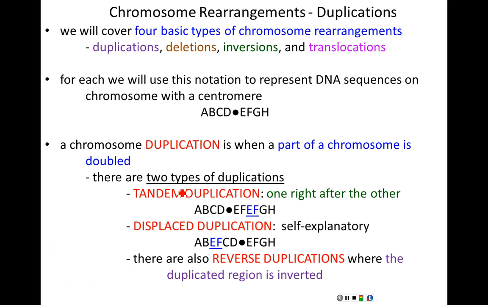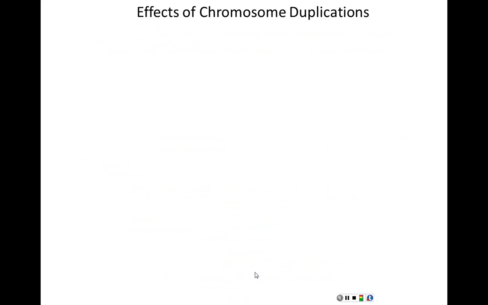There are also reverse duplications, where the duplicated region is in tandem, but in the opposite order, and so we would use this notation to represent that. This could have been a tandem duplication if it was EF-EF, but instead it's FE-EF. That's the reversal, and so we call this a reverse duplication. So pretty easy, I think, pretty straightforward, hopefully.